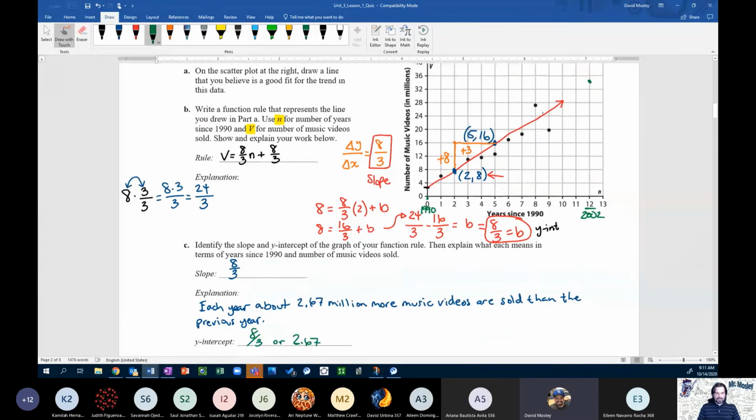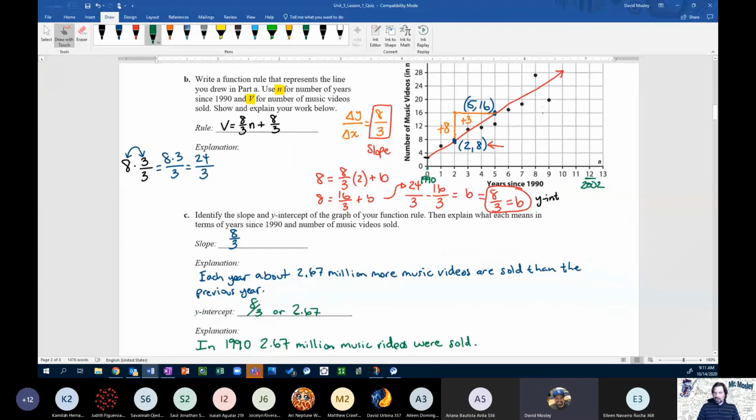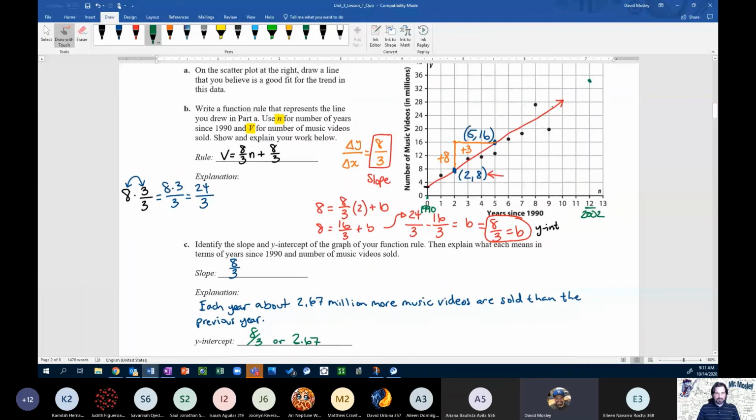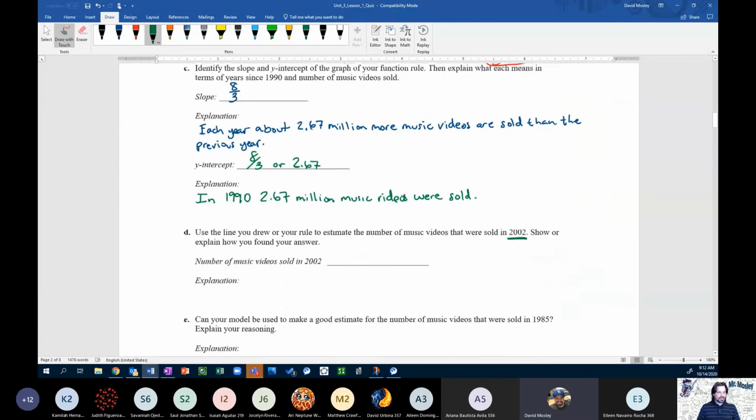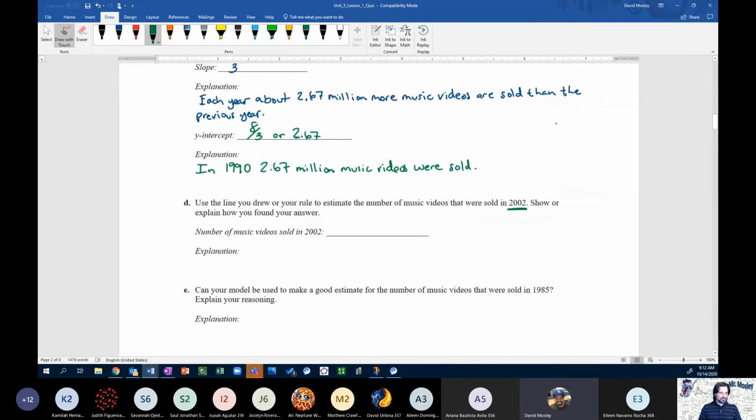So we're going to use our rule, because our graph is unreliable at best because we drew the line by hand and we didn't use a ruler and all that fun stuff, but that's okay. We're not going to stress on that. We have a rule. All right. So we're going to put in 12 in place of x in our rule, or in place of n in our rule. They had us use n.